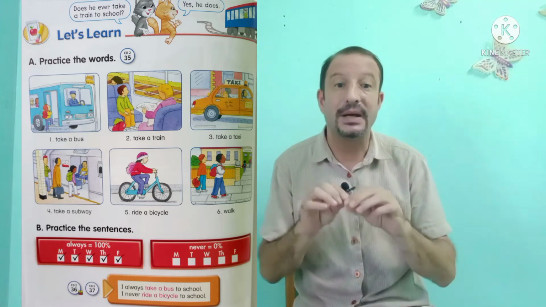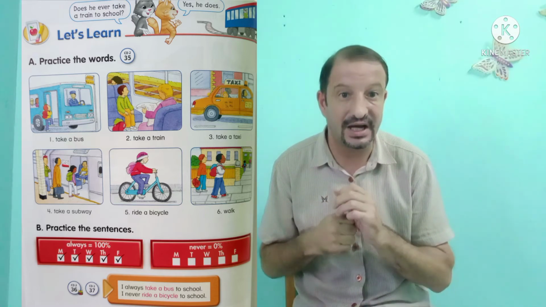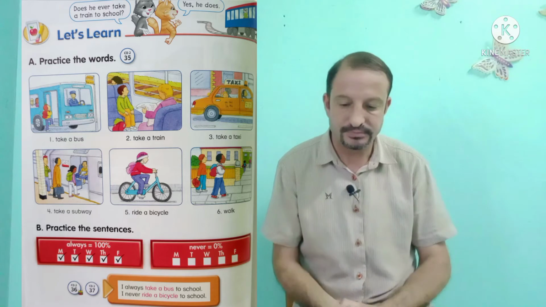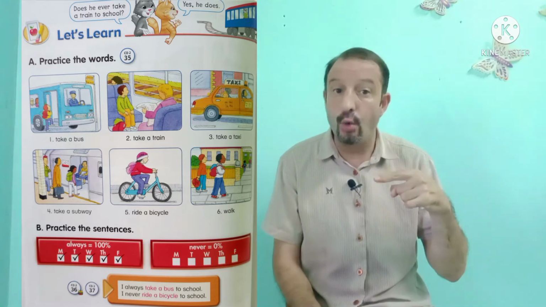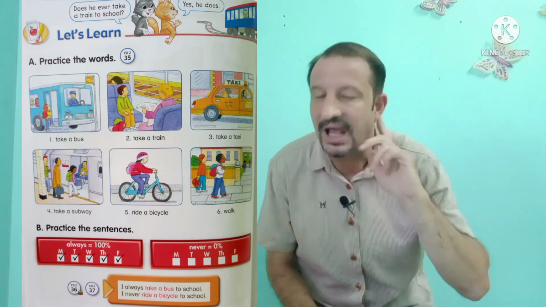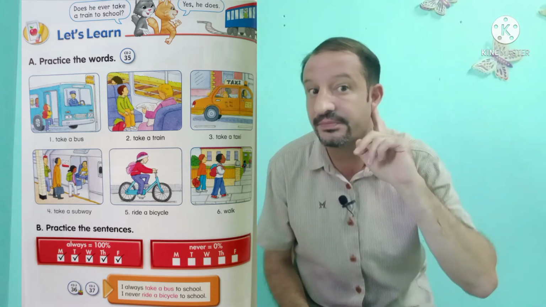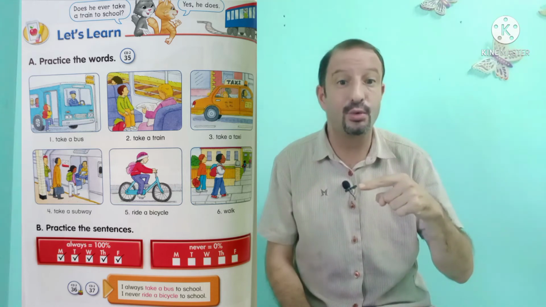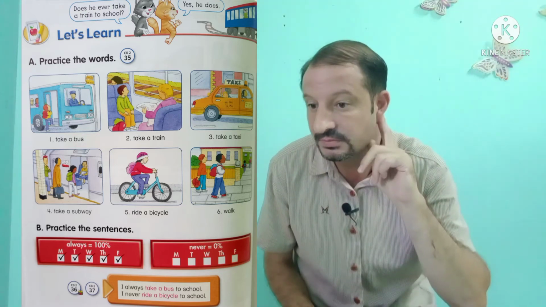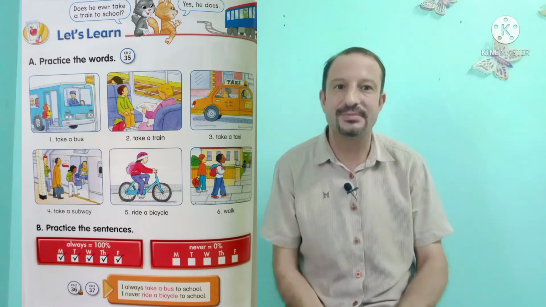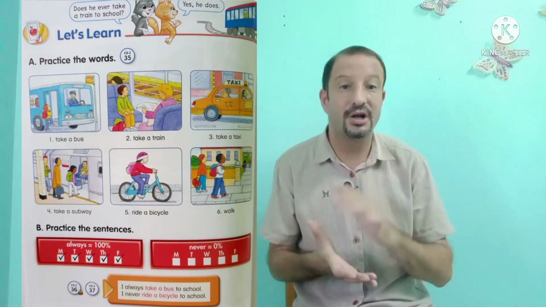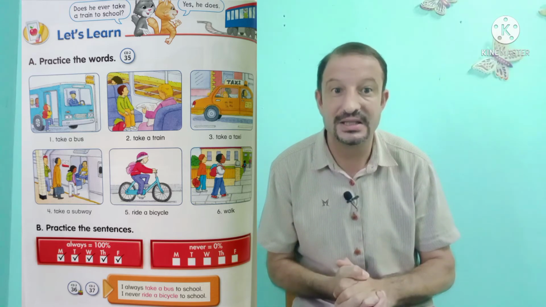Alright, first of all, we're going to make sentences with the adverb of frequency, always. Okay, so are you ready? Okay, very good. So, repeat after me. I always take a bus to school. Okay, again, students. I always take a bus to school.